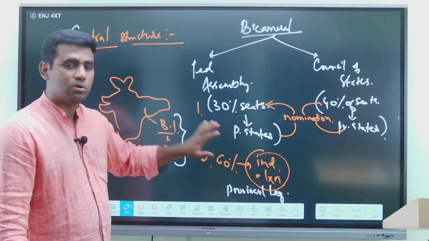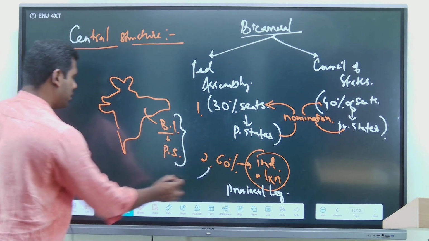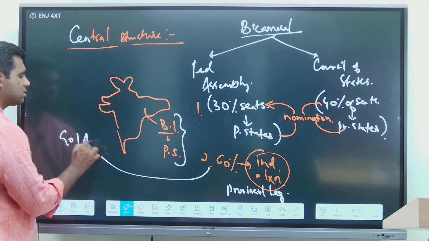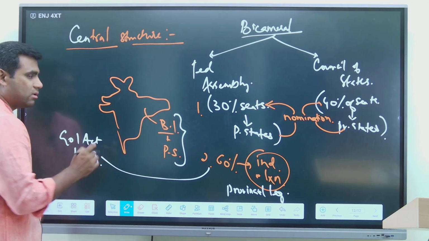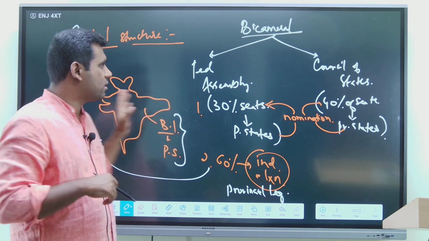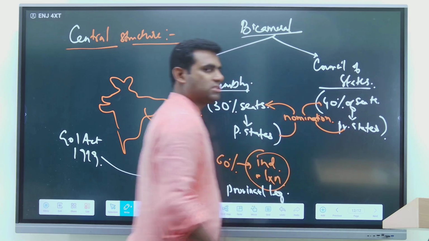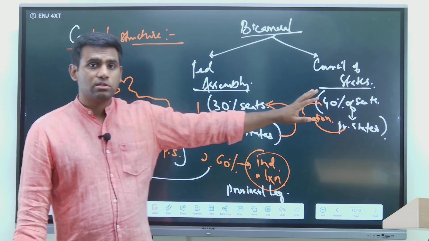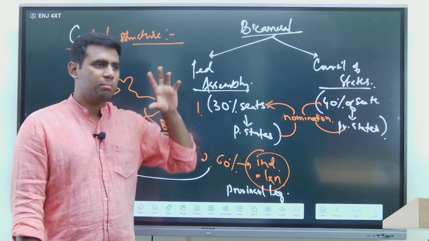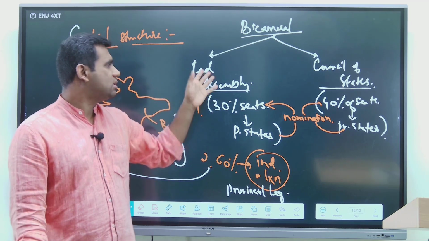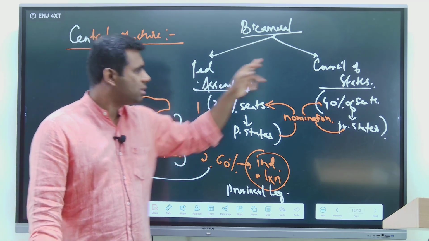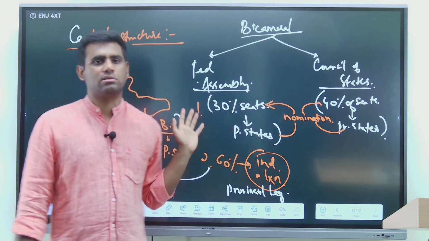Okay, why do I say this is important? This is a good point of difference from the Government of India Act 1919. If you remember in the previous lecture, the same bicameral setup was created, where you had a federal assembly and a council of states, and both the bodies were directly elected. The members representing British India in the federal assembly and in the council of states were directly elected, right?